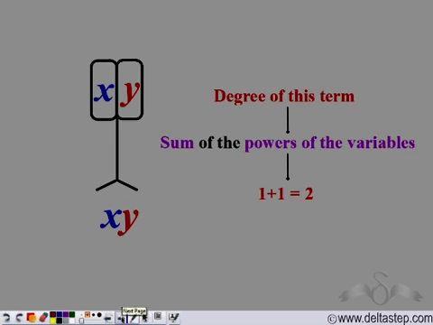When we have more than one variable, we do not call it power, we call it degree. So we can say that the degree of this term, which is xy, is the sum of the powers of individual variables. What are the variables? The variables are x and y. The power of x is 1, the power of y is 1. So the sum of their powers is 1 plus 1, 2. So the degree of this term xy is 2.